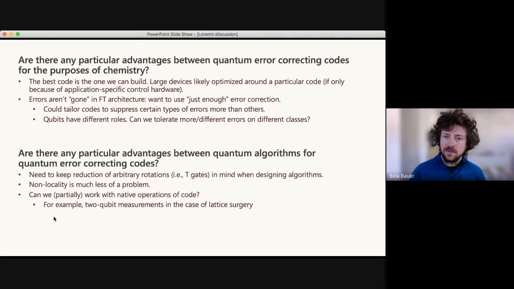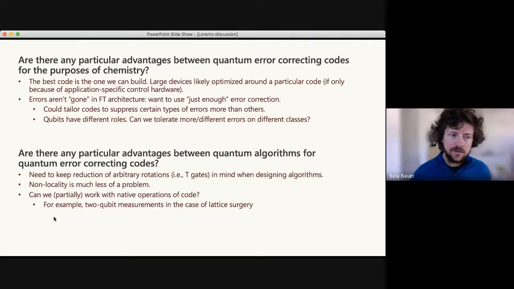I think an interesting pair of questions is, are there any particular advantages between codes for the purpose of chemistry? My first answer is, the best code is the one we can actually build. In the end, the hardware devices will be highly optimized around a particular code, even if just because the classical control around it has to be very application specific, where by application, I mean a particular combination of code and physical qubit.